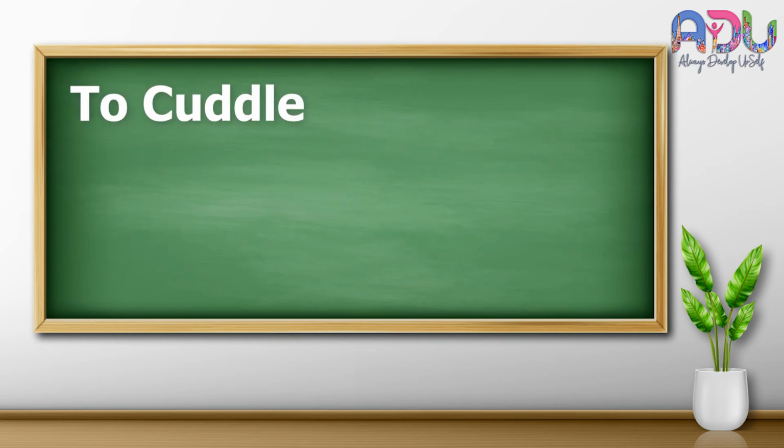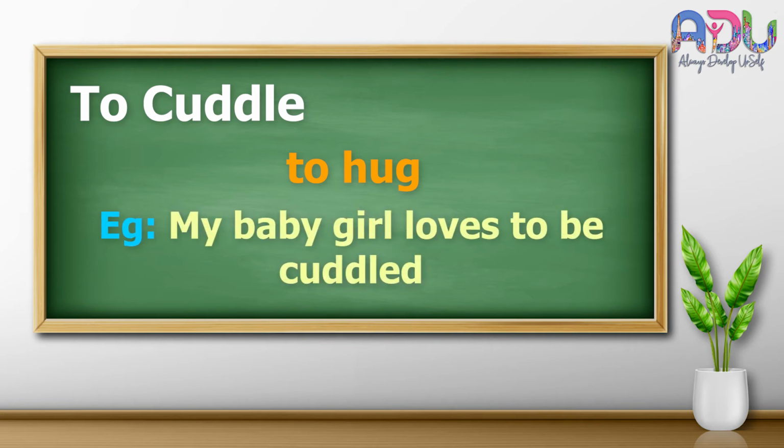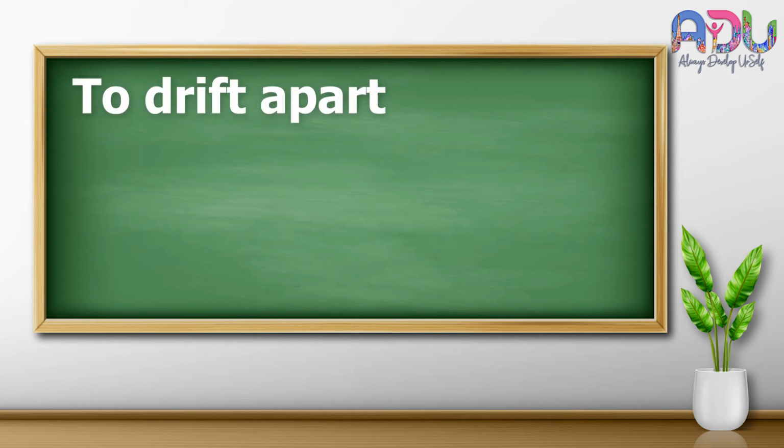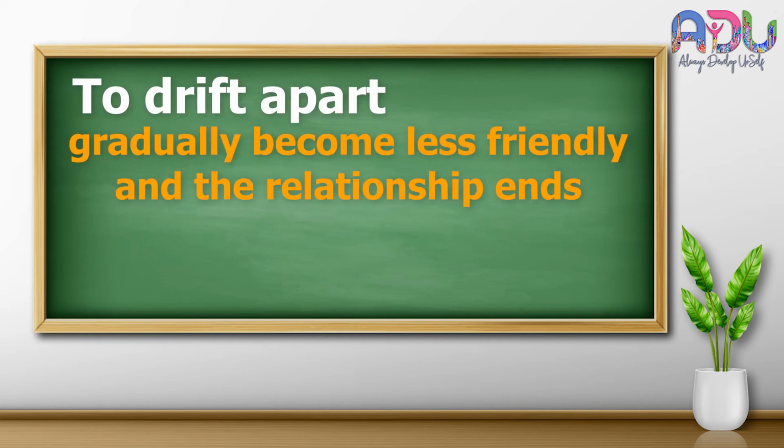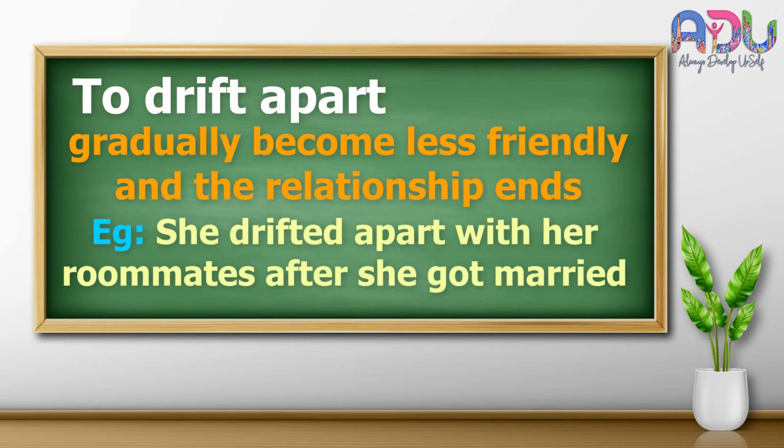37. To cuddle. To cuddle means to hug. Example, my baby girl loves to be cuddled. 38. To drift apart. To drift apart means gradually become less friendly and the relationship ends. For example, she drifted apart with her roommates after she got married.